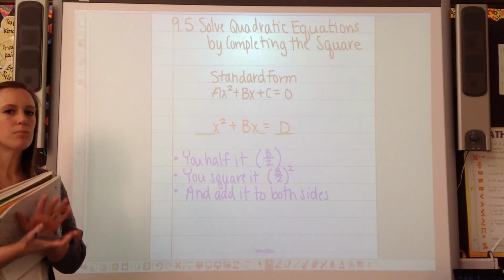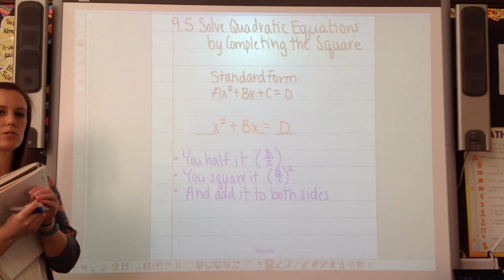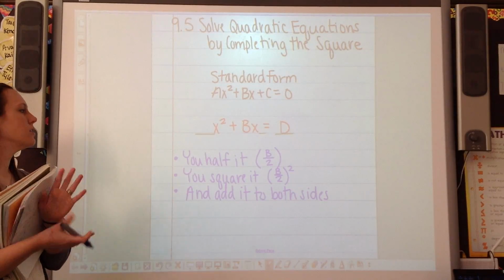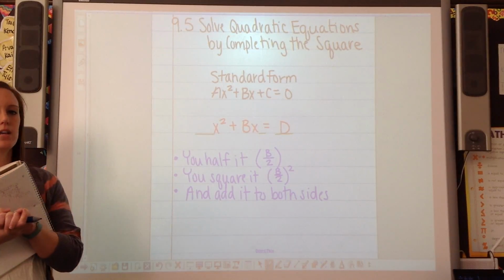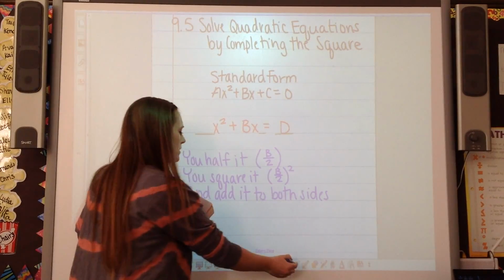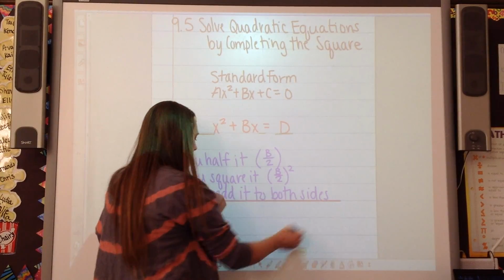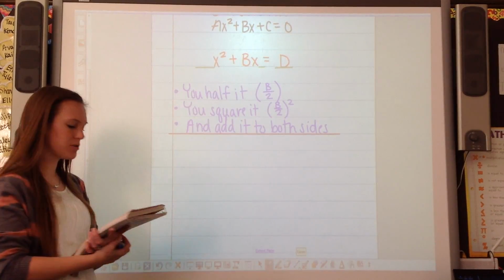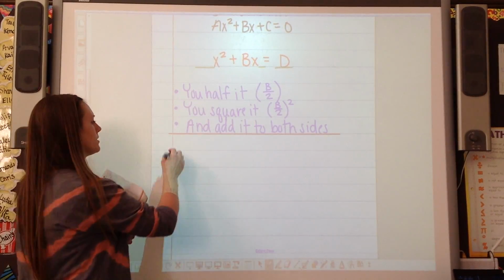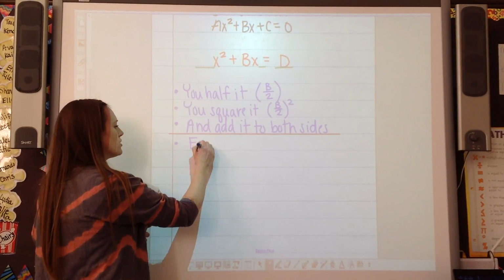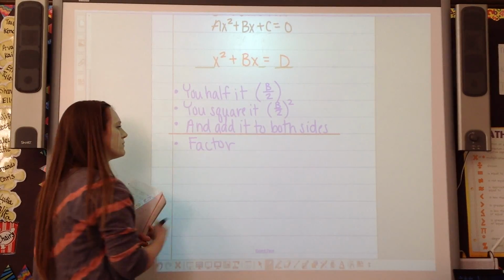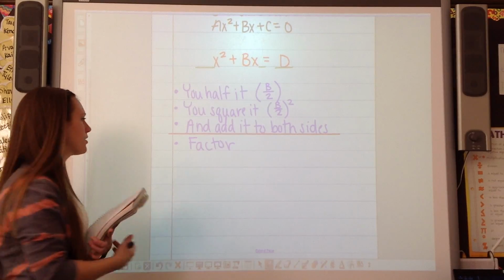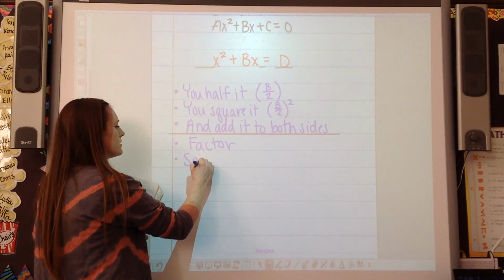So to start completing the square, you're going to take the middle term, the coefficient of b. You're going to half it, you square it, and you add it to both sides. So that's the end of my phrase. After that, you're going to be able to factor your quadratic, just like we did in chapter 8. And then you're going to be able to solve for x.